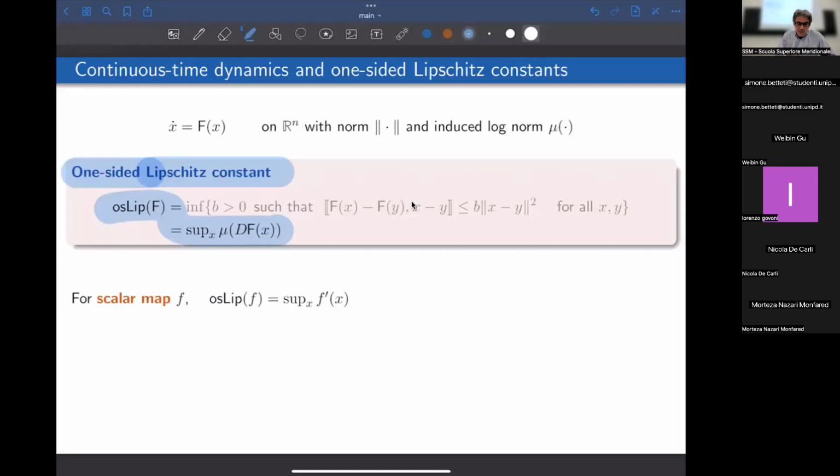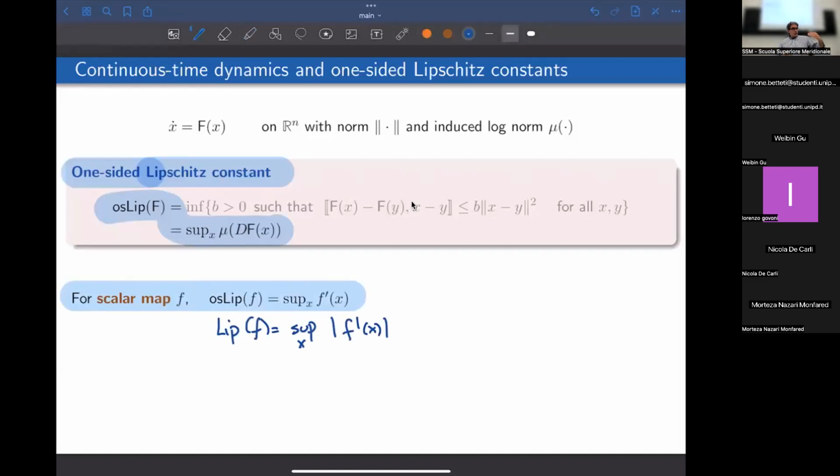Now, why is it called one-sided? Because of this simple equation here. Before, I want to remind you, we had Lip(f) equal to the supremum with respect to x of the absolute value of f prime of x, right? Remember? And I said to you that the Lipschitz constant was an upper bound on the derivative and minus the derivative. It was an upper and lower bound. Here, we are only interested in the upper bound, a one-sided bound. Does that make sense? One-sided bounds only.